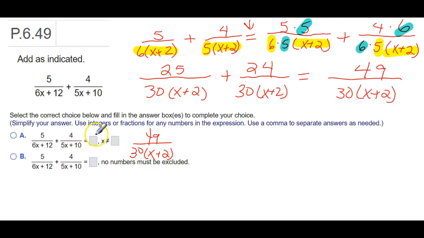And then what can x not be? That's going to go in that box. And then let's do blue for the other box. What can x not be? Well, in the original fractions and in this sum, if x were -2, we would have 0 in the denominator. You see that? -2 plus 2 is 0, times 6 is 0. So 5 over 0, 4 over 0. You can't divide by 0. So x cannot be -2. So that's what would go in that second box right there.